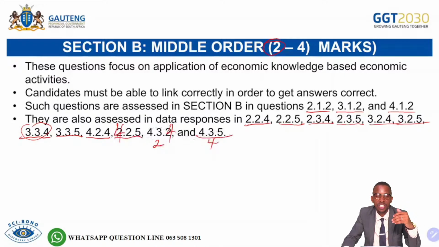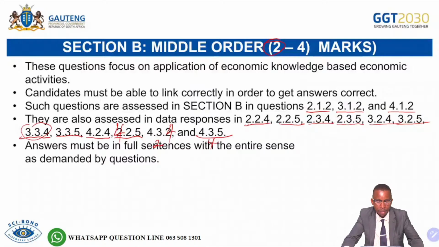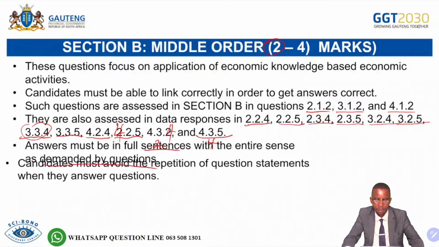But if the question requires you to do more, like for 4 marks, you need to ensure that you provide more answers, or at least the minimum of 2 full sentences if they are correct, so that you can be able to obtain marks. Answers must be in full sentences with the entire sense as demanded by the question. It is very important for you to ensure that answers are provided in full sentences. Avoid listing, because if you list, you will be forfeiting marks. Ensure that you answer in a full sentence to obtain these marks.